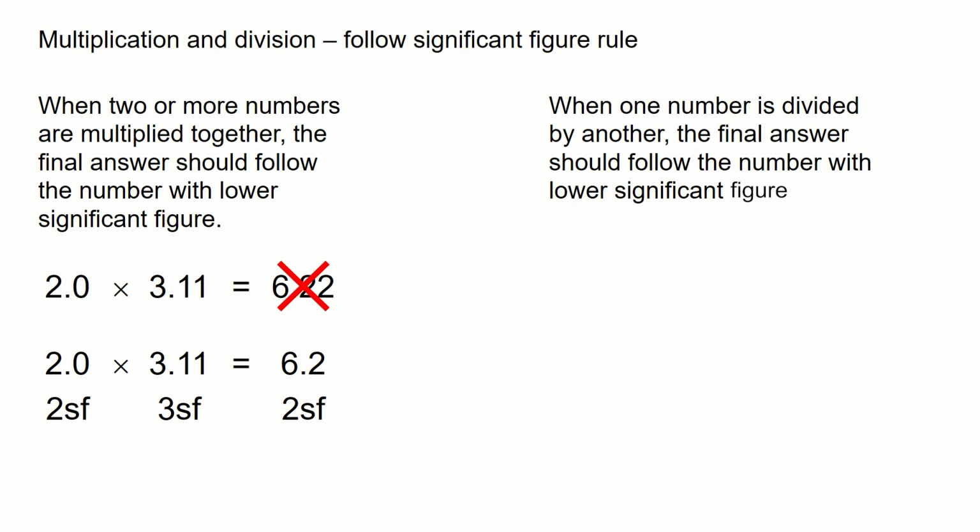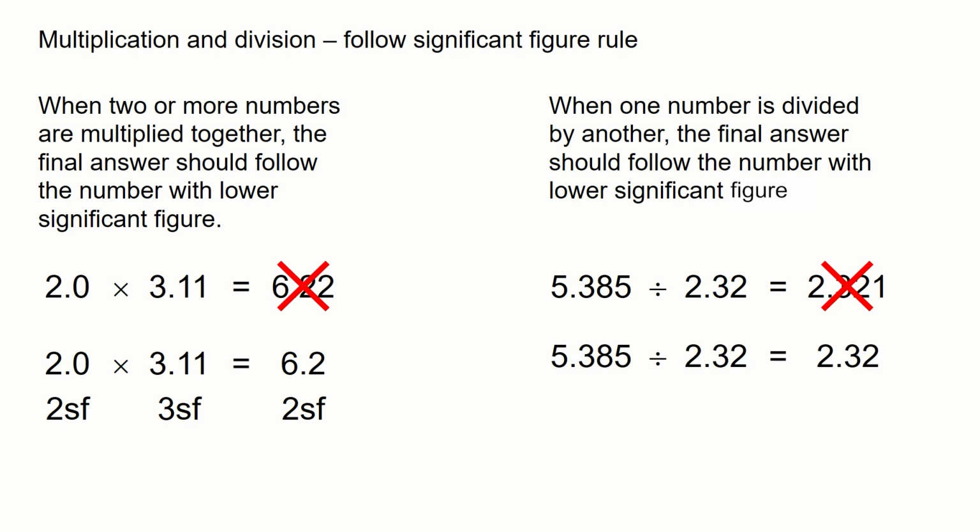When one number is divided by another, the final answer should follow the number with the lower significant figure. 5.385 divide by 2.32. Again, when you press the calculator, you're supposed to get 2.321. But no. You're supposed to write 2.32 because 5.385 has 4 SF, 2.32 has 3 SF, and therefore your final answer should have 3 SF.